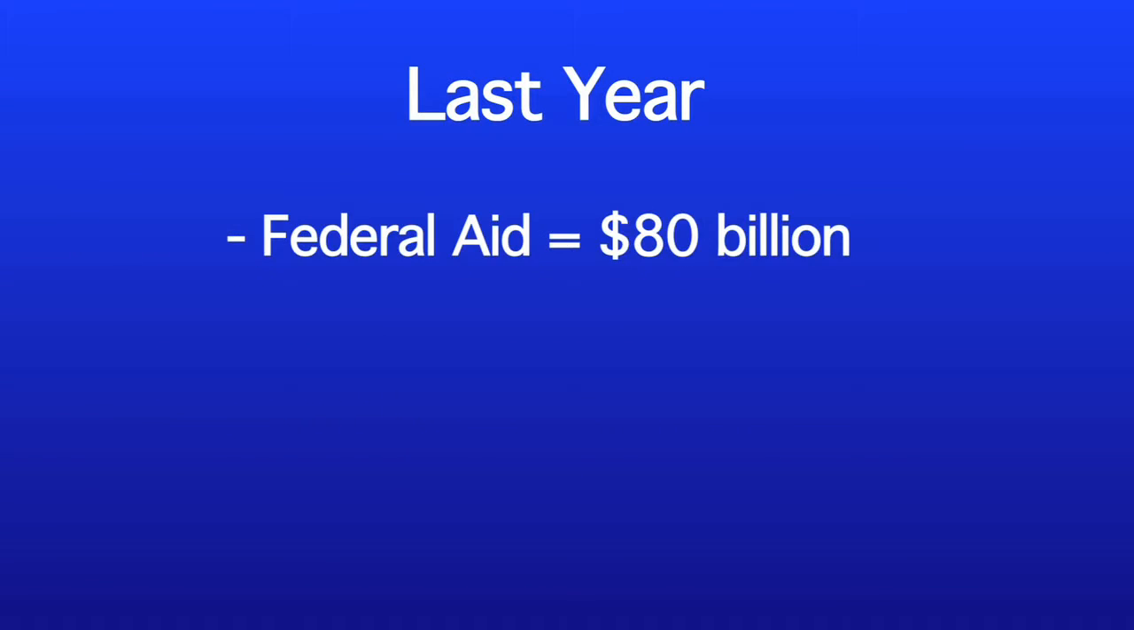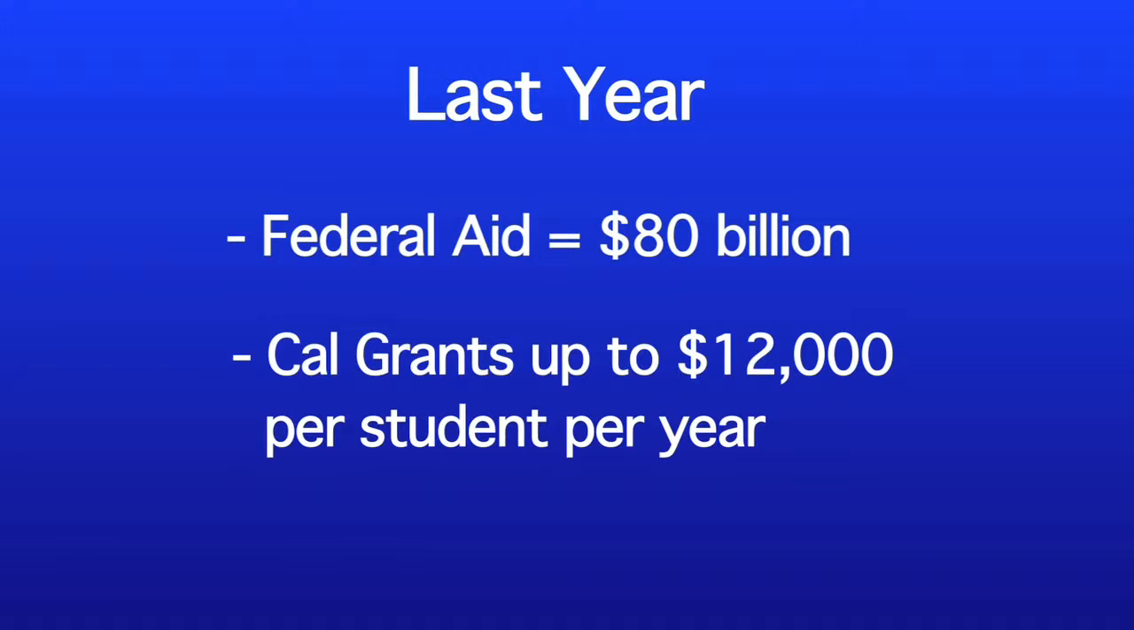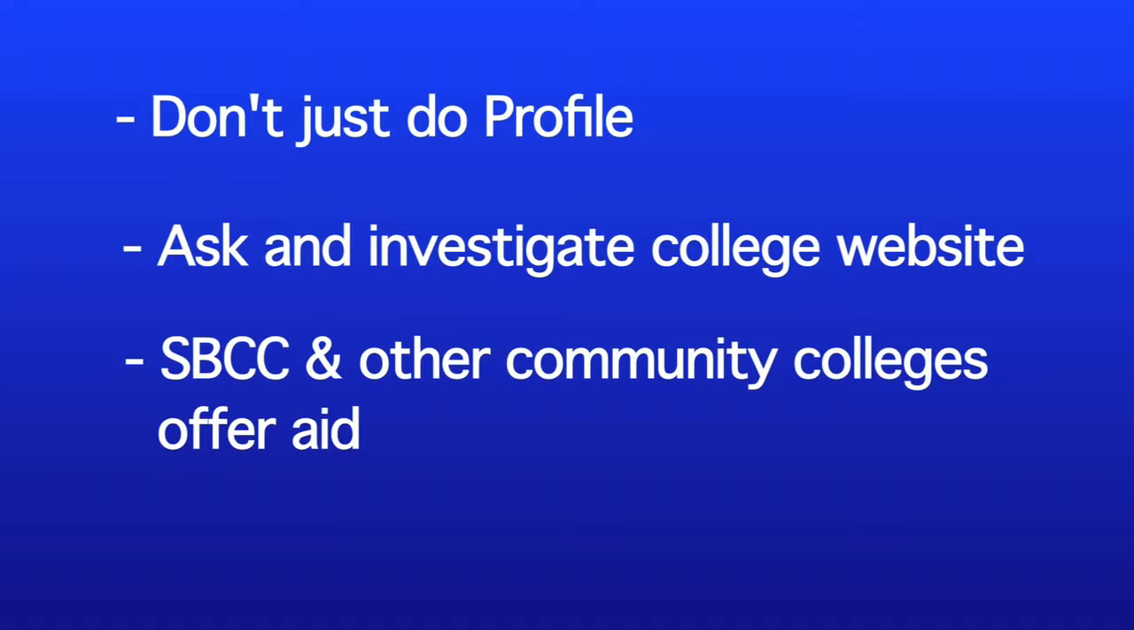So the best way to approach financial aid is to apply for everything you're eligible for. Let them say no. Don't self-select out of a program. If you're eligible, apply. Last year, federal aid totaled more than $80 billion. Cal grants were up to $12,000 per student per year. And for other institutions, don't just do the profile if it's a private or independent school. Ask and look around at every college. For example, community colleges have their own foundations. Santa Barbara City College has the Foundation for Santa Barbara City College, and they give away scholarships as well.